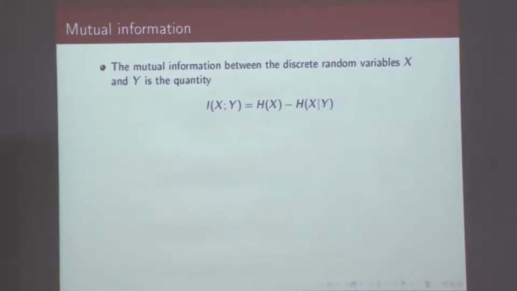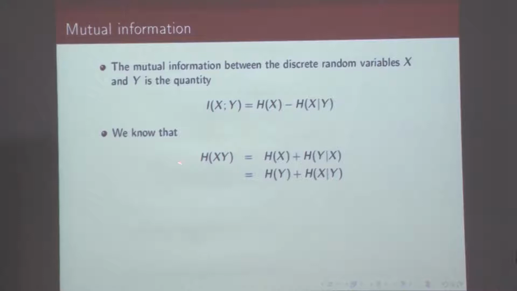So I have shown you in the previous slide that mutual information between X and Y can be written as uncertainty in X minus uncertainty in X given Y. What result are we using? Chain rule. We are using the chain rule. Using chain rule, the uncertainty or entropy of X and Y can be written as uncertainty in X plus uncertainty in Y given X. The same thing can be written as uncertainty in Y plus uncertainty in X given Y.